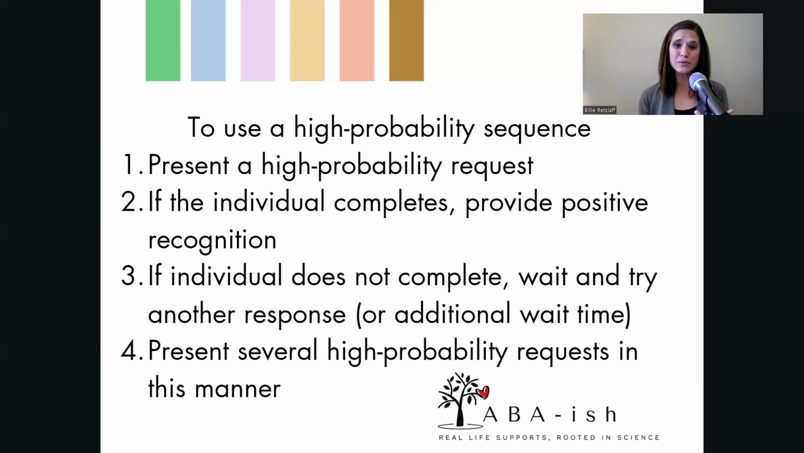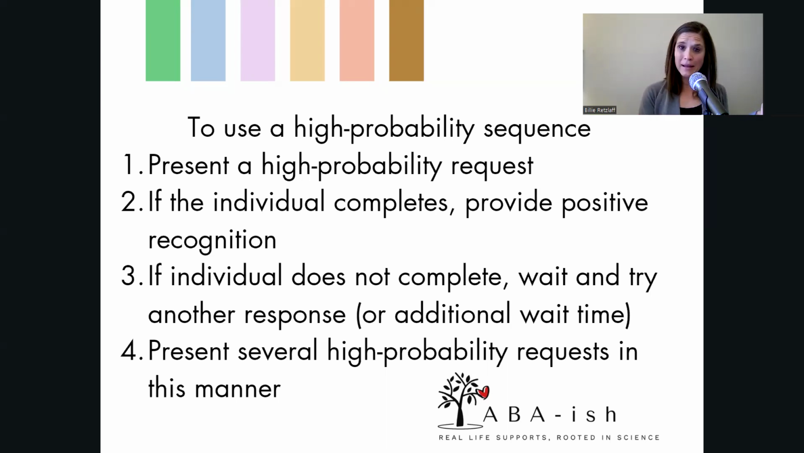Or it might be that you need to just provide even more additional wait time because the individual might be just a little too escalated to even cooperate with those really high probability requests. So if they don't do what you're saying, we're not going to nag them or continue to present the request over and over and over again. Instead, we're going to maybe wait a little bit. We could try again. We could try a new request, but we're going to give a lot of time and space between those requests such that we're not creating additional escalation.